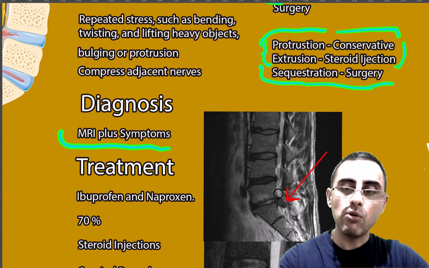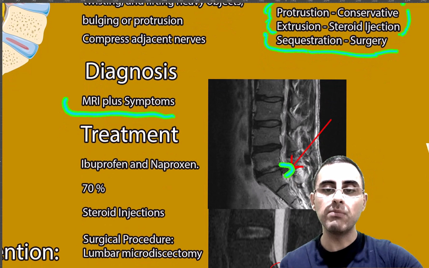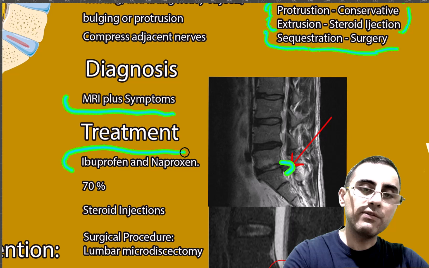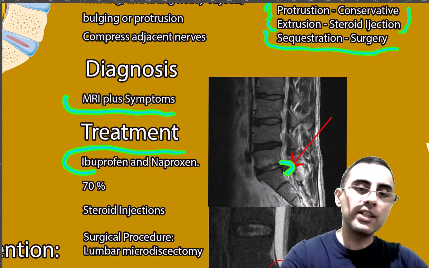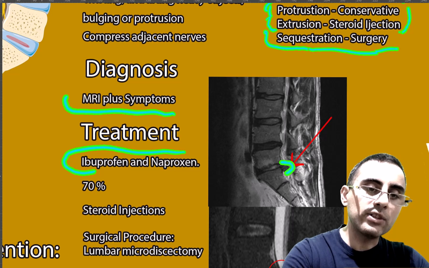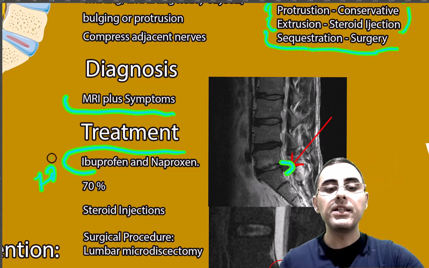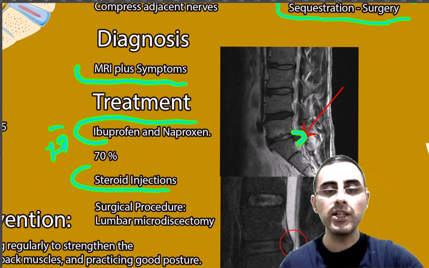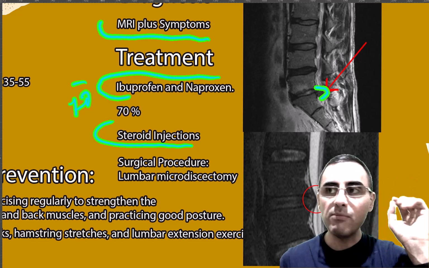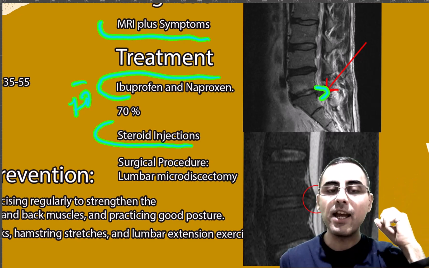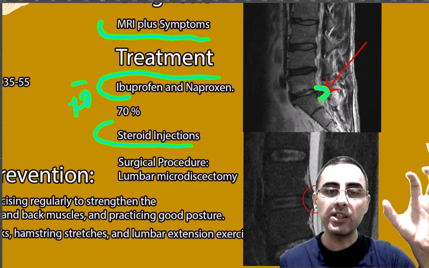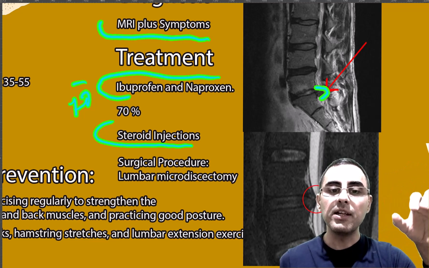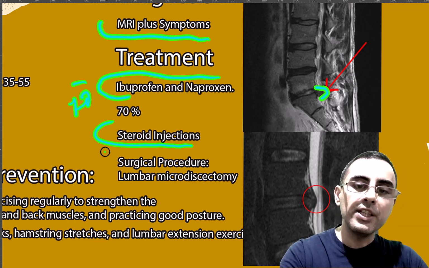MRI shows this protrusion well, so we can see the protruded part of the disc. And first line treatment is non-steroidal anti-inflammatory drugs such as ibuprofen and naproxen. They have high effectiveness, around 70%, and sometimes steroid injection is needed, especially if there is extrusion and if these symptoms are not managed by conservative treatment like anti-inflammatory drugs and steroid injections, then surgery is needed.